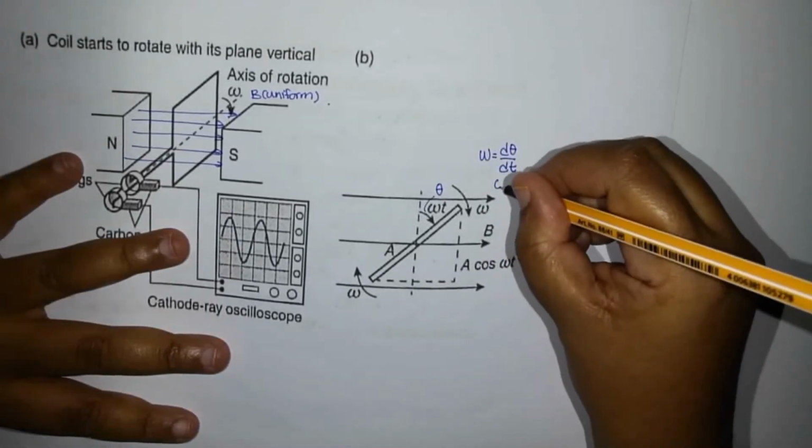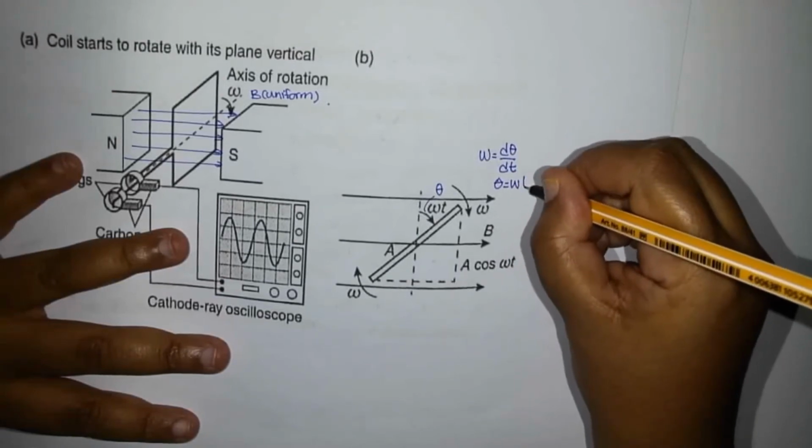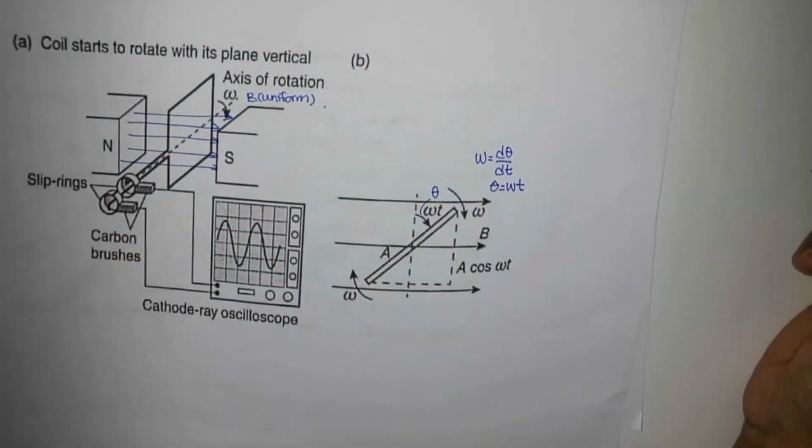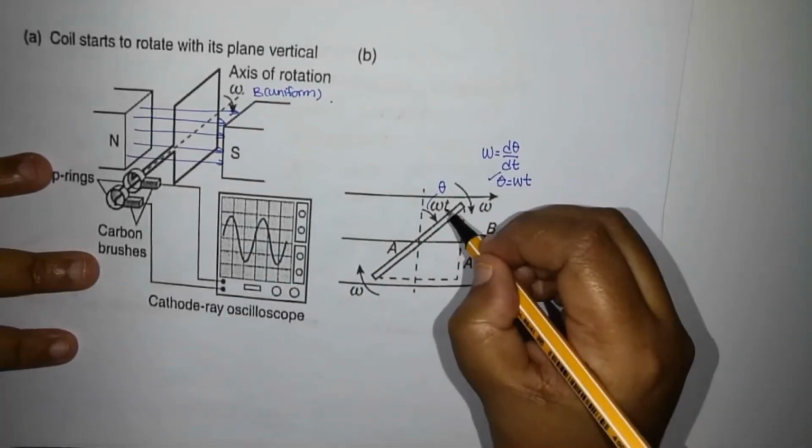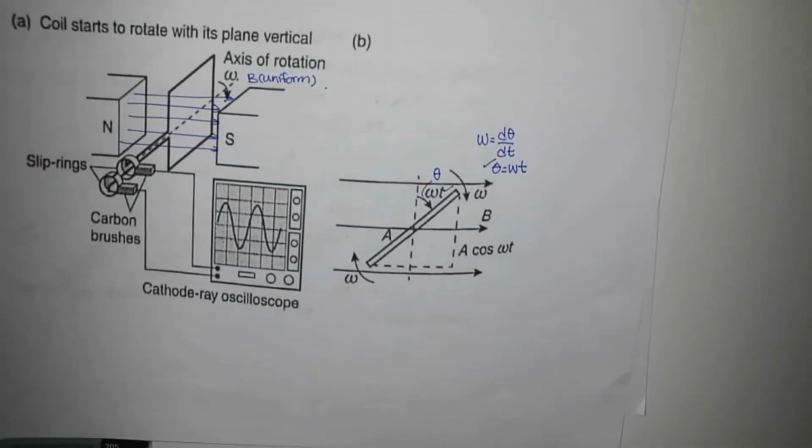So theta is equal to omega t. Okay, theta is equal to omega t. Alright, so that is one thing. So why do we get omega t? The angle is omega t.